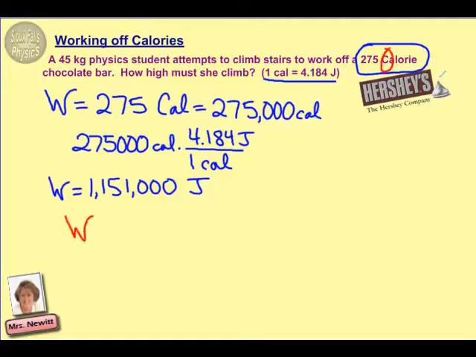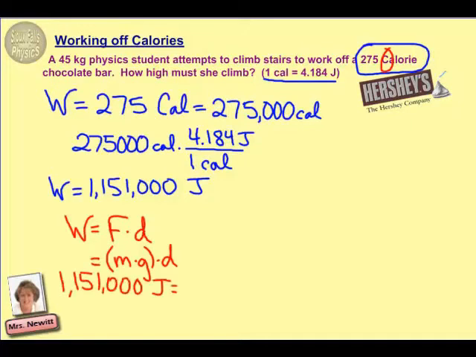Remember that work is equal to force times distance. And if that force is coming from gravity, as it would be if she's climbing up steps, then that could be replaced with mass times gravity. So now we have that really big amount of work. We'll fill that in as the amount of joules. Her mass was given as 45 kilograms. The acceleration of gravity is 9.8. And that allows us to solve for D.